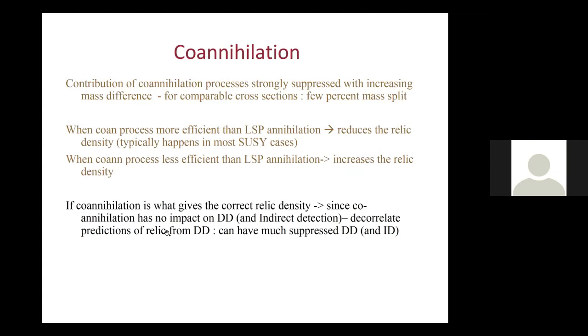So why is that important? If co-annihilation exists, it will contribute to the relic density, but these co-annihilations involve new particles that have decayed by now. So they're not present to participate in direct detection or in dark matter annihilation in the galaxy. It means that you can decorrelate the prediction of the relic density from the one for the direct detection rate. In this way, you can have a much suppressed direct detection rate. Okay, so enough for general statements, and let me just see now how it works in the minimal supersymmetric standard model.